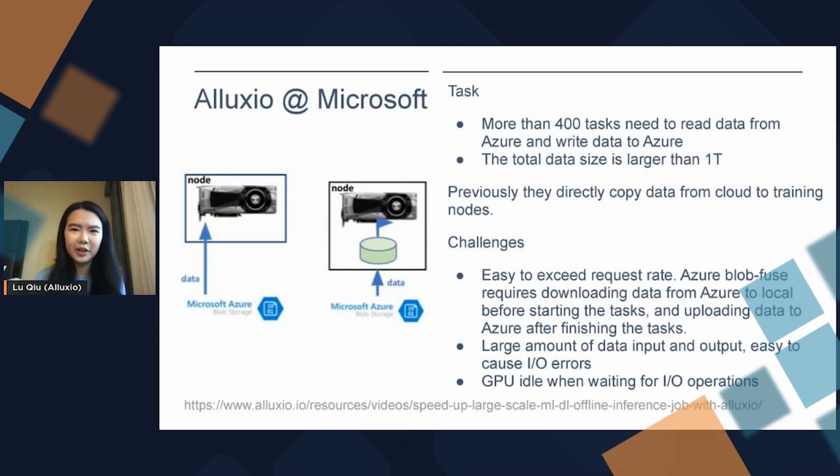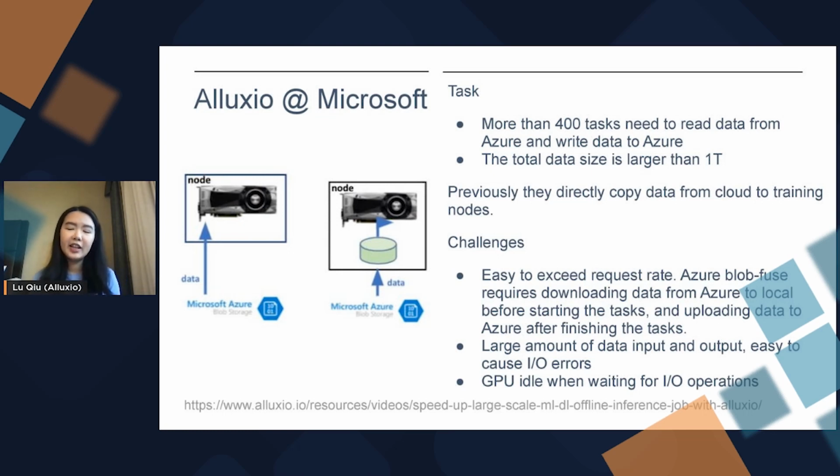So maybe that's a little too vague. So we use a concrete example. From Microsoft, they have more than 400 tasks that need to read data from Azure and write data back to Azure. And the total data set is larger than 1 terabyte. And the total number of nodes is more than thousands of nodes.